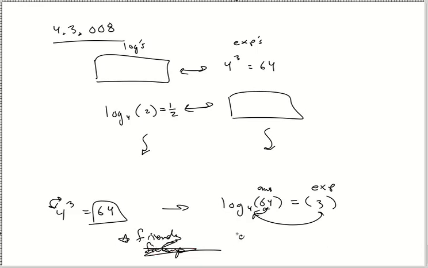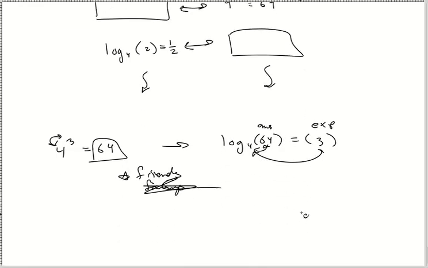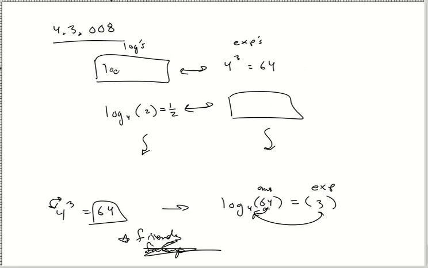The point, though, is that there's lots of different ways. I've heard of the swoop-de-whoops, and there's a lot of different ways to do this. I'm moving it around in a certain way to make it look good. So my answer for this is going to be log base 4 of 64 is equal to 3.